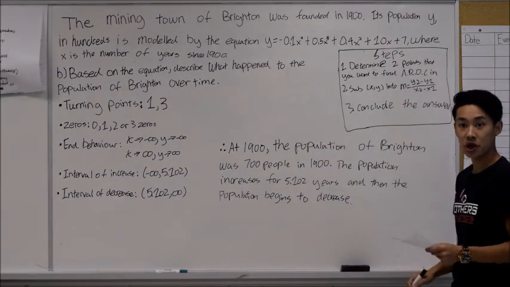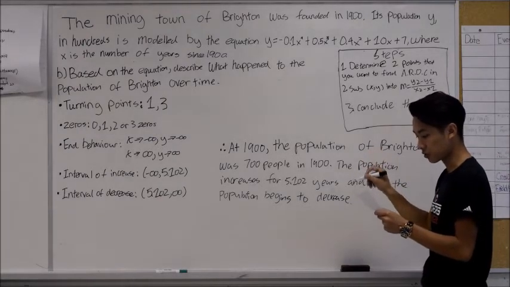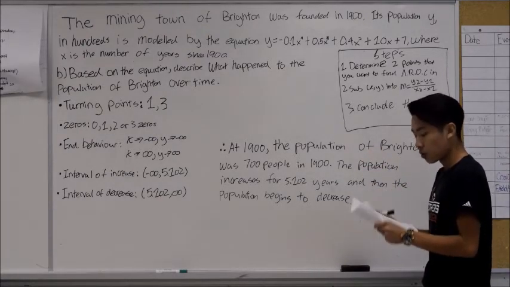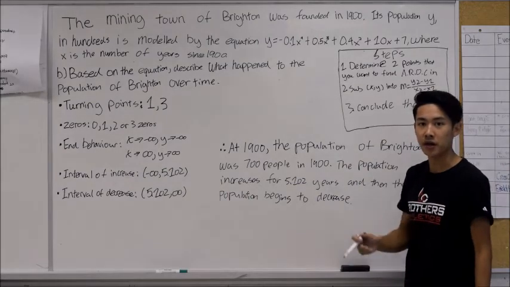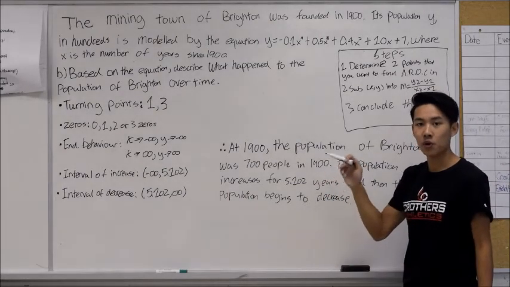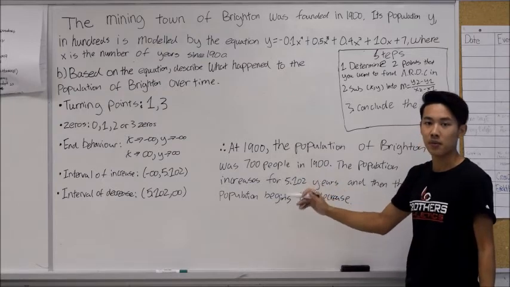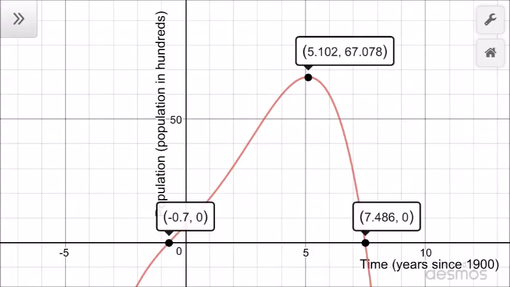The maximum value is the point where the population neither increases nor decreases. From Desmos, we know the turning point is at 5.102. So from negative infinity to 5.102, the population will be increasing, and from 5.102 to positive infinity, the population will be decreasing. In this particular case, we're only concerned about the interval between 0 and 7.486. This is the interval between when the town was founded in 1900 and when the town loses all of its population. We can never have a negative value of time or population because it doesn't make sense.